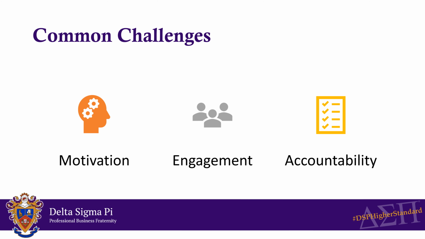Although every chapter is unique in its composition and makeup, there are a common set of challenges faced throughout the fraternity. Motivation, engagement, and accountability require different strategies and patience to fully implement the solutions. Incentives can help motivate membership to stay engaged. Clear and consistent communication produces accountability, as well as defining consequences or results for not meeting those expectations.